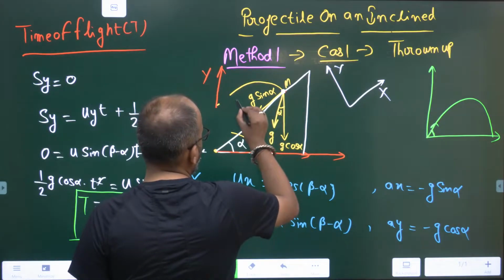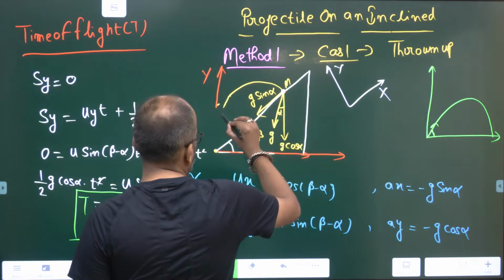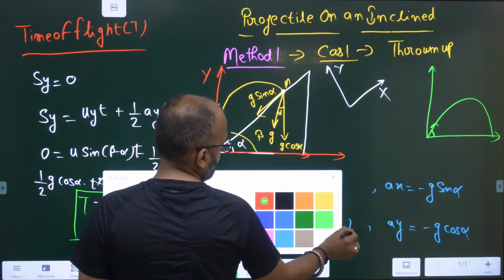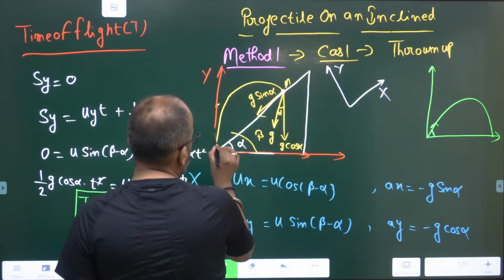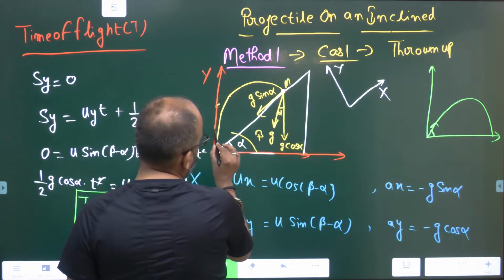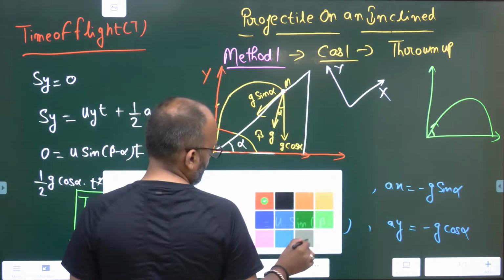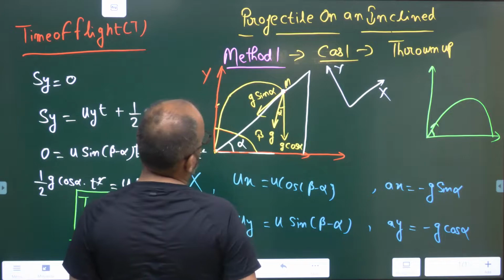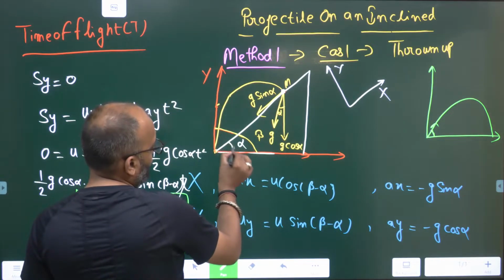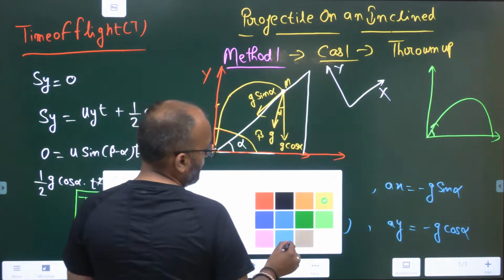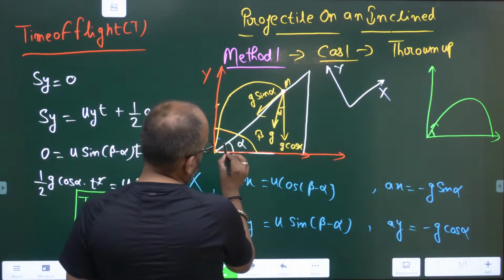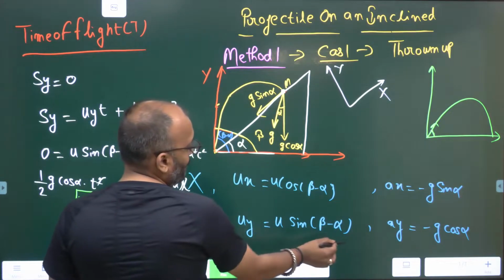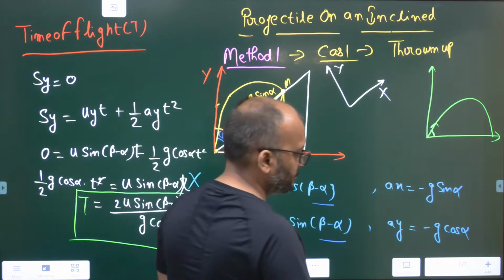Actually, why are we writing beta minus alpha? Okay, and this is y-axis. Beta is the angle that y-axis is making with the horizontal. Please see, what is the angle made by projectile? Angle made by projectile is this, and this is beta minus alpha. That is why we have taken beta minus alpha in the expression.